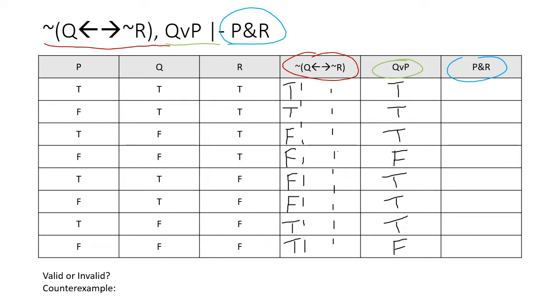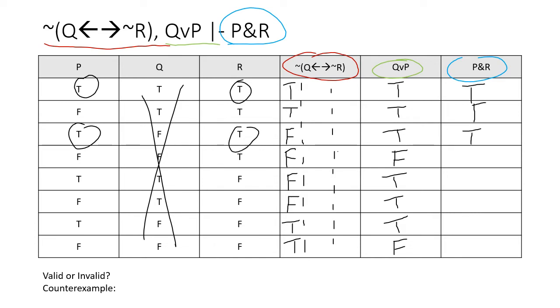And then our conclusion is pretty simple too. Same thing, it's an ampersand. Just got to look for instances in which they are both true. Those are both true there. And so all these other ones are going to be false.